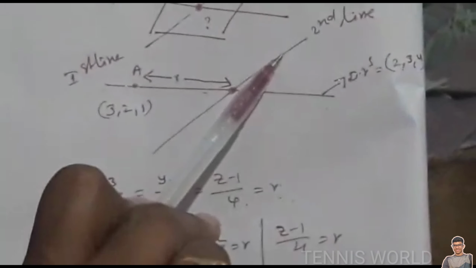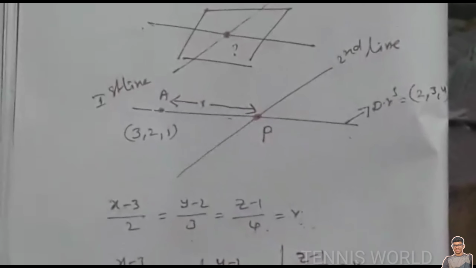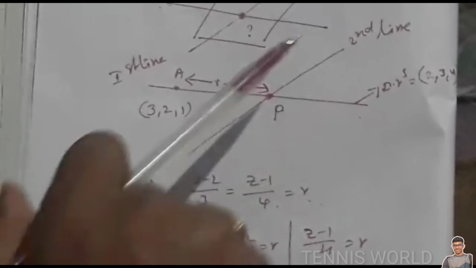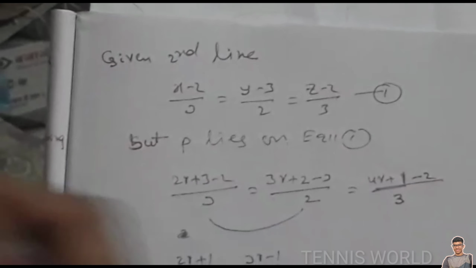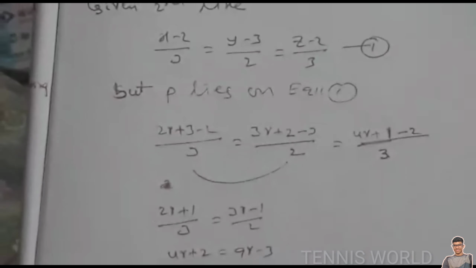See, point P also lies on the second line. That's why we keep this point P in the given second line, so that we will get the small r value. Now substitute this point P in the given second line. The given second line is this. This is the given second line.